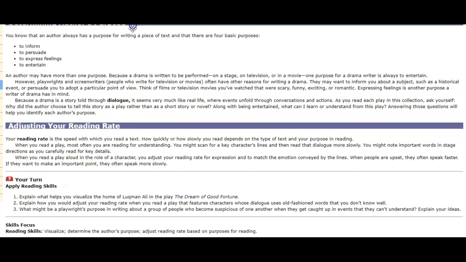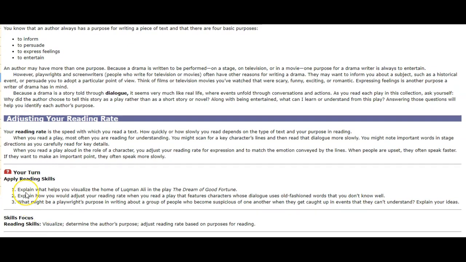Your turn. Apply reading skills. 1. Explain what helps you visualize the home of Luckman Ali in the play The Dreams of Good Fortune. 2. Explain how you would adjust your reading rate when you read a play that features characters whose dialogue uses old-fashioned words that you don't know well. 3. What might be a playwright's purpose in writing about a group of people who become suspicious of one another when they get caught up in events that they can't understand?